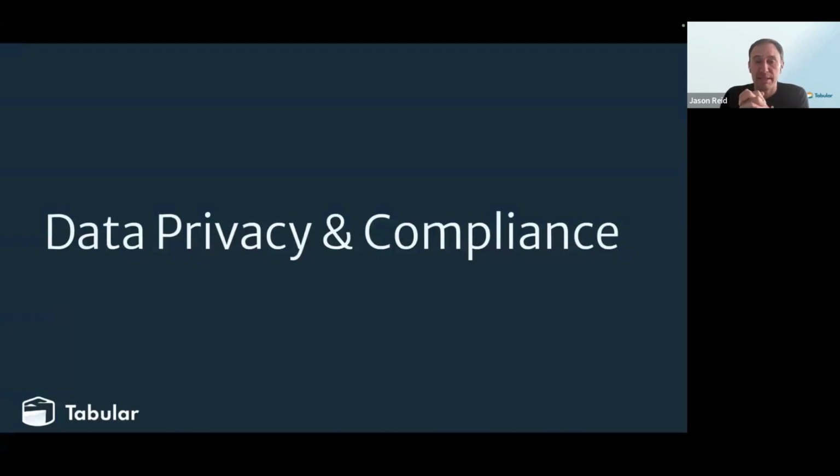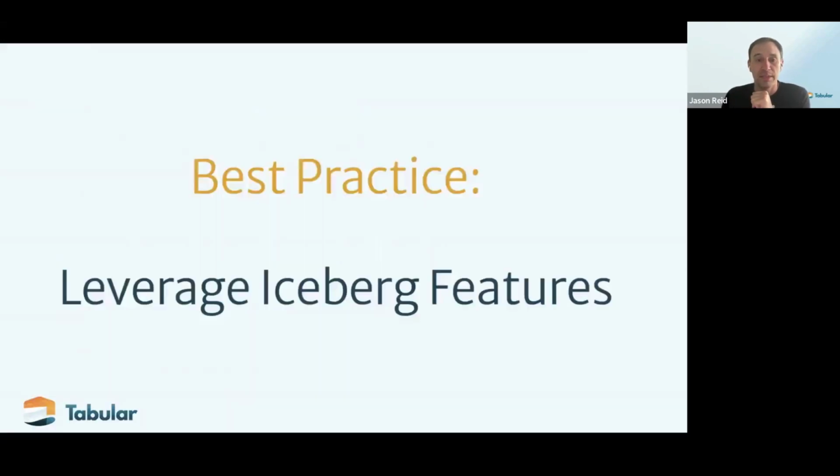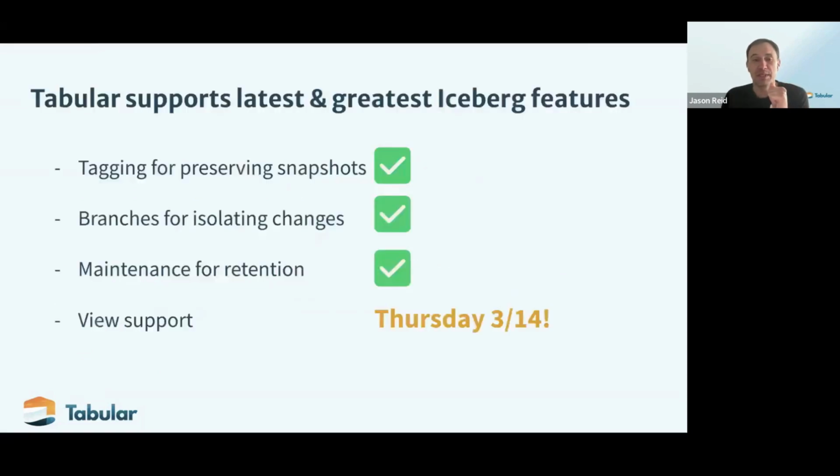The last best practice that Dan touched on was data privacy and compliance. These are obviously other important things related to security, but I'll dig into them a little bit more. His recommendation was leverage Iceberg features. What does that look like in Tabular? So he talked about using things like tags for preserving historical snapshots. If you need to go back and say, this is the version of the table that I used for my quarterly reporting for SysOps compliance, you can do that. Tabular supports all these Iceberg features, tagging, branching, obviously maintenance, as well as views.